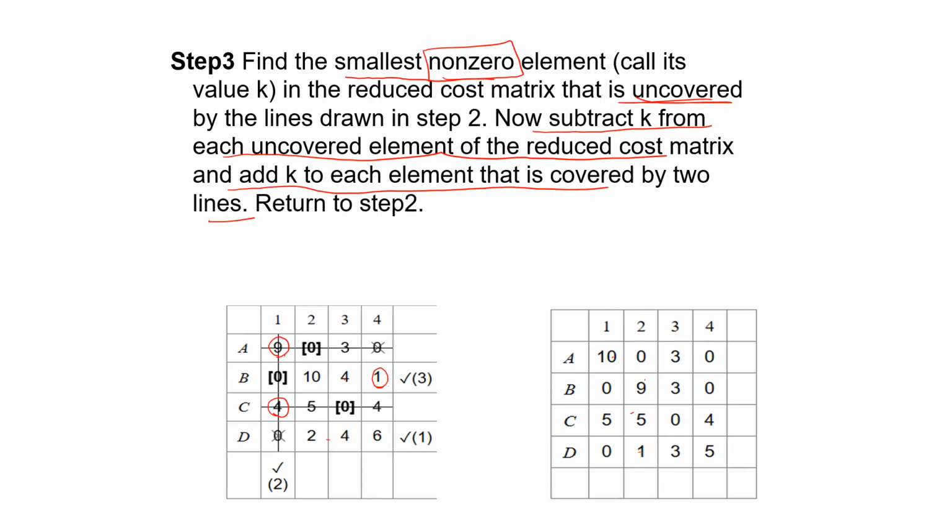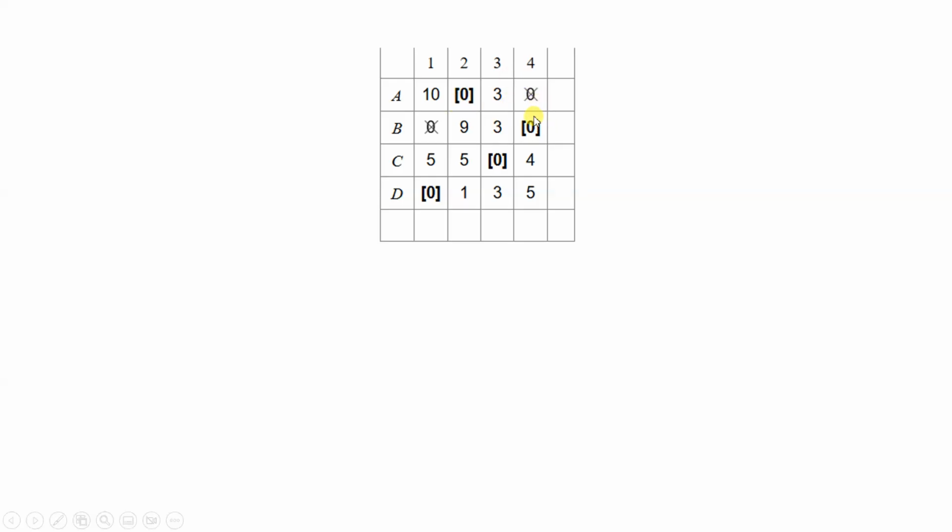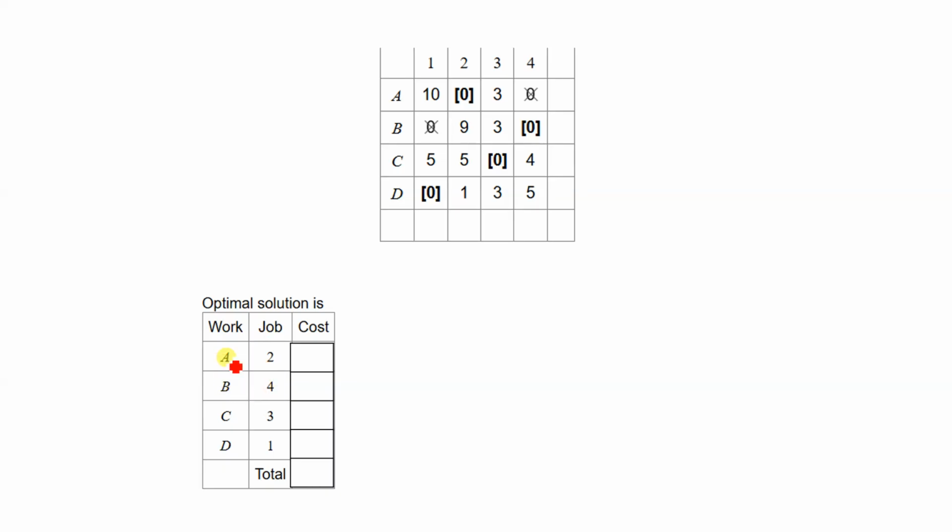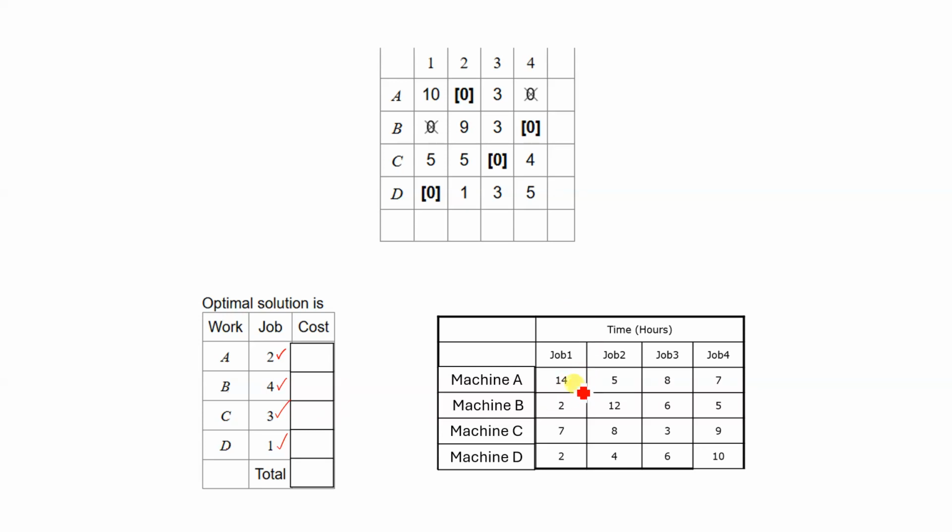Okay, let's try. So we have this assignment: machine A should do job 2. Machine B can complete job 1, and machine C can complete job 3. Similarly for machine D, and there is a tie, so we can assign job 4 to machine B, and this is how we are able to assign one machine to one job. So assignment is done. This is the assignment matrix, and we can write the optimal solution as machine A will do job 2, machine B will do job 4, machine C will do job 3, and machine D will complete job 1.